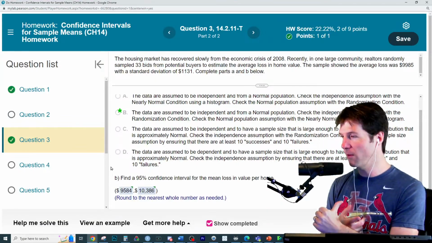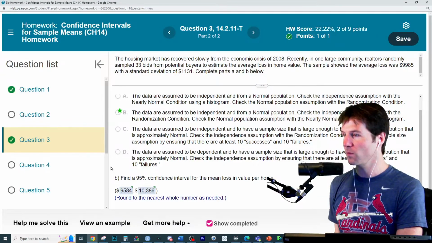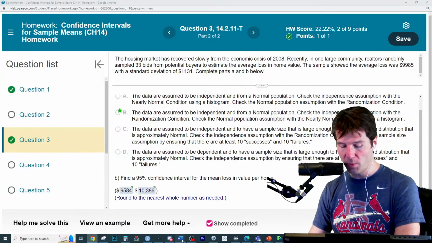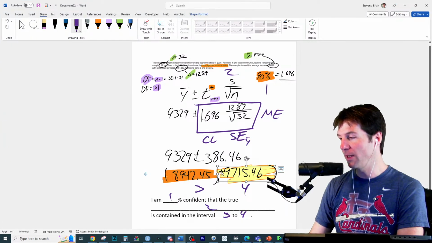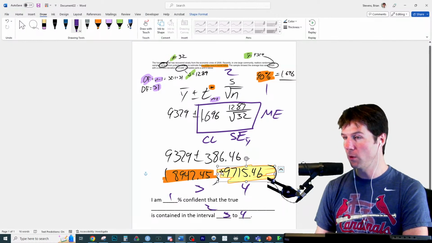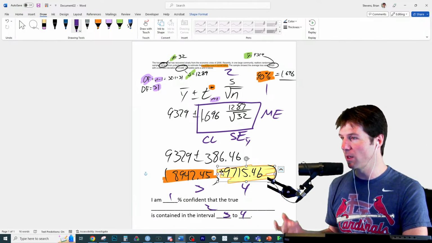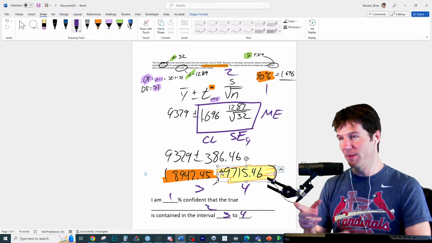1, what is the percent confidence? 2, what are we estimating? And 3 was the interval, which is lower and upper. So those are the 4 components you would need to properly interpret an interval. Yeah, you could mention it, like from a sample size of 32 bids, we created a 90% confidence interval that estimated the true average home loss to be contained in the interval lower to upper.